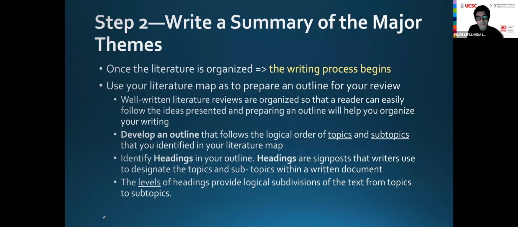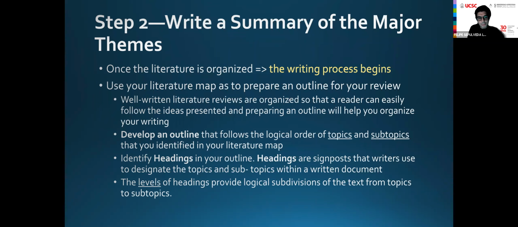The second step is to start writing a summary of the major themes. So you identify the topics or the themes, and then you start writing there. Okay. So once the literature is organized, you start the writing process. You use your literature map, so you have the picture, to prepare an outline for your review. So before you start really writing the paragraphs of your work, you need to have this outline.